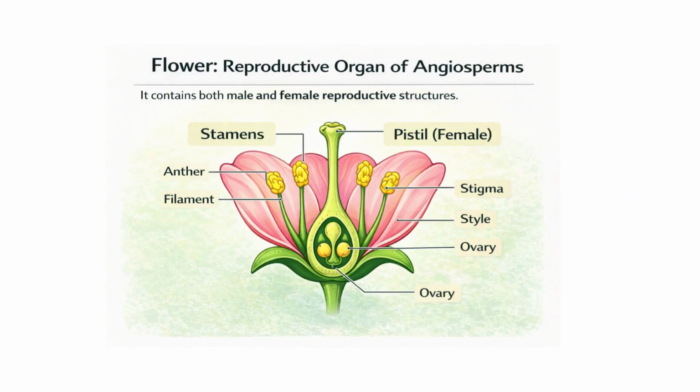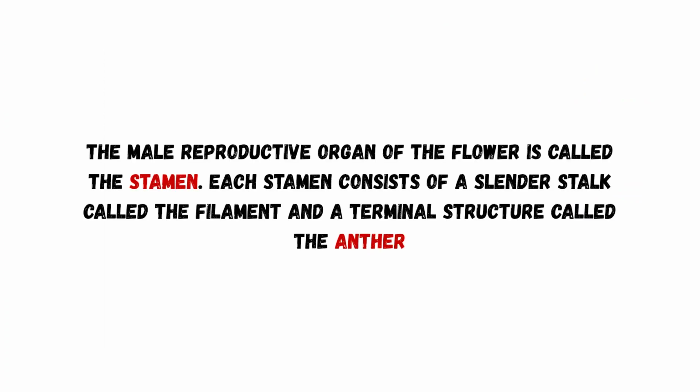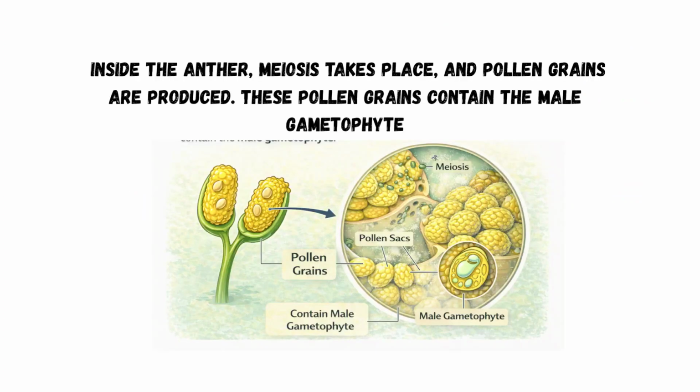Now, let us understand the structure of a flower. The flower is the reproductive organ of angiosperms. It contains both male and female reproductive structures. The male reproductive organ of the flower is called the stamen. Each stamen consists of a slender stalk called the filament and a terminal structure called the anther. Inside the anther, meiosis takes place and pollen grains are produced.